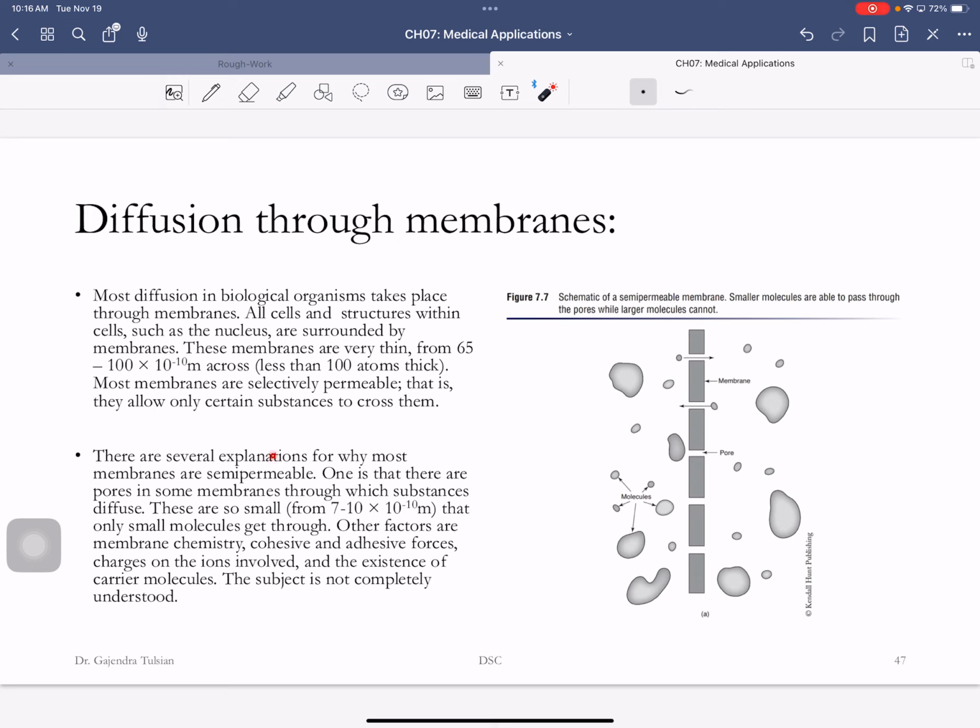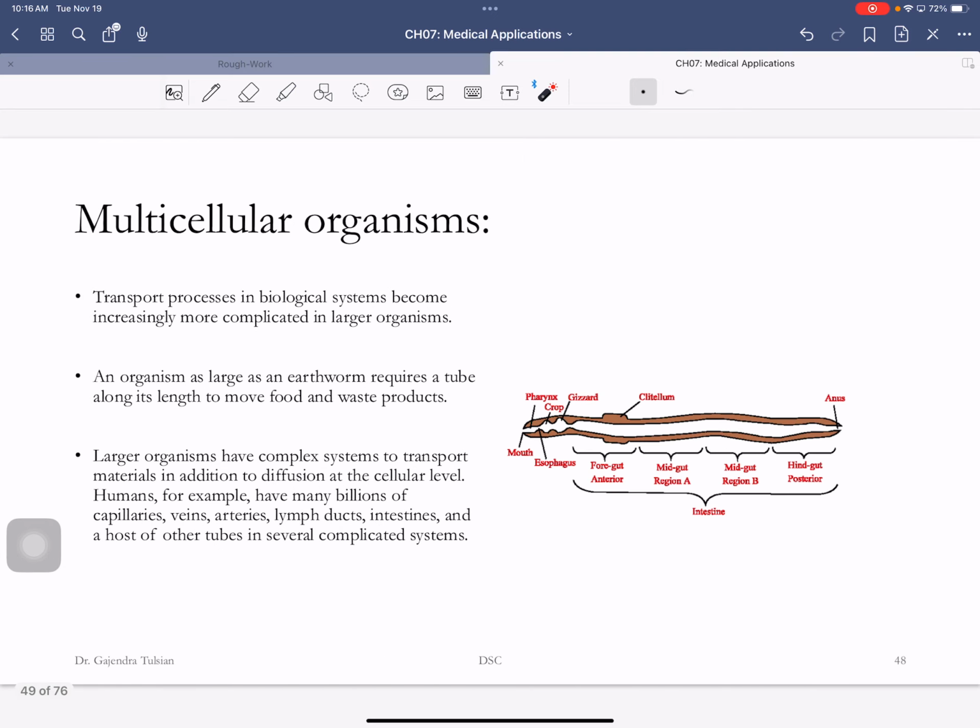So this phenomenon is actually not very well understood. There are several explanations for why membranes are semi-permeable. One is that there are pores in some membranes through which substances can diffuse. These pores are so small that only small molecules get through. Again, like I said, the subject is not completely understood. But in biological systems, you have semi-permeable membranes, so you have to remember that. Membranes that let certain molecules go through and others not.